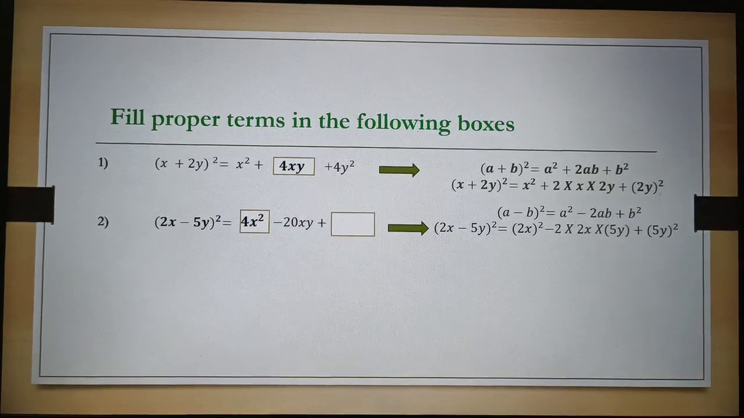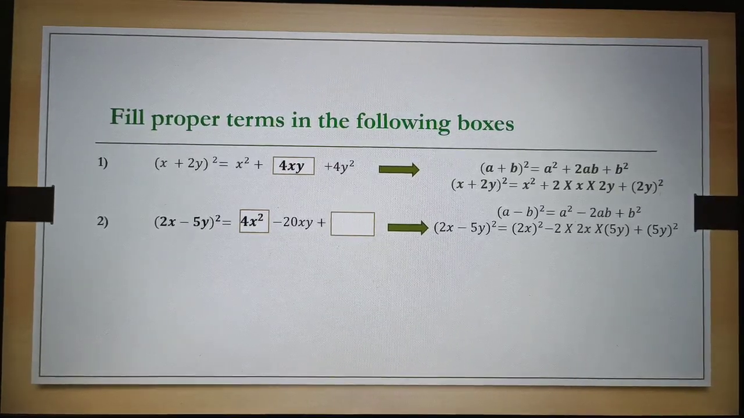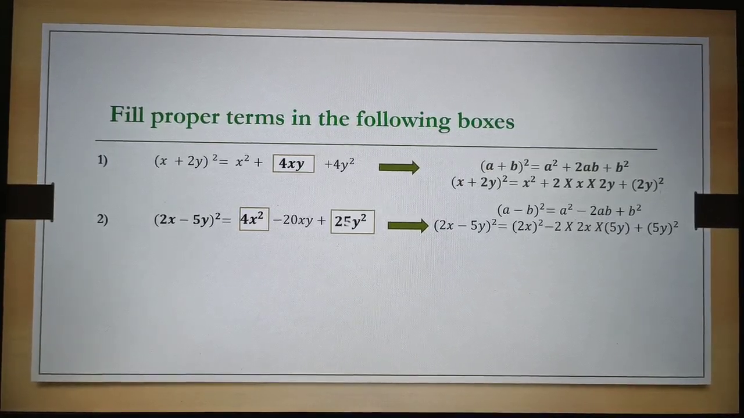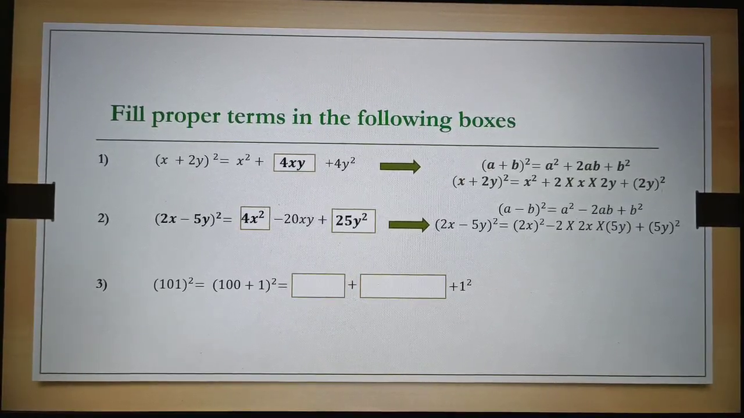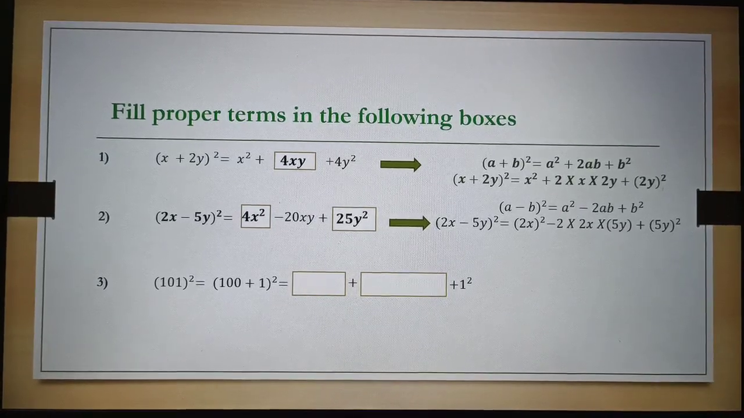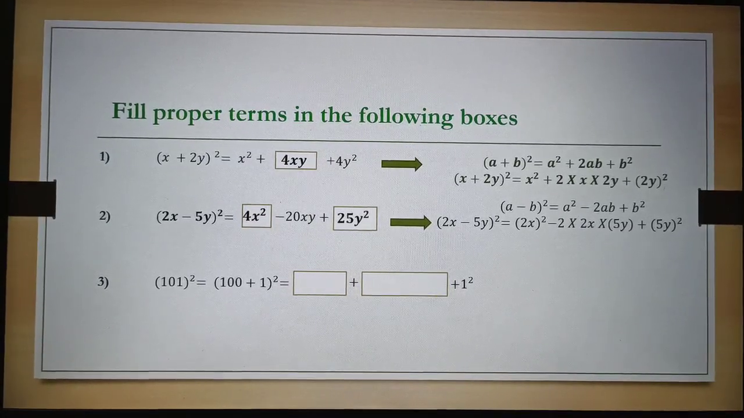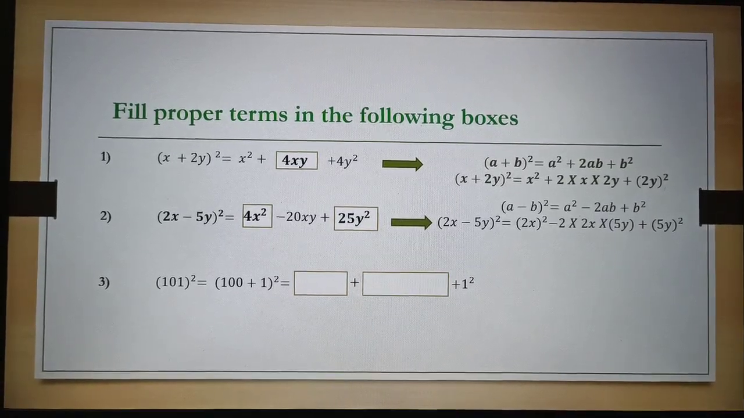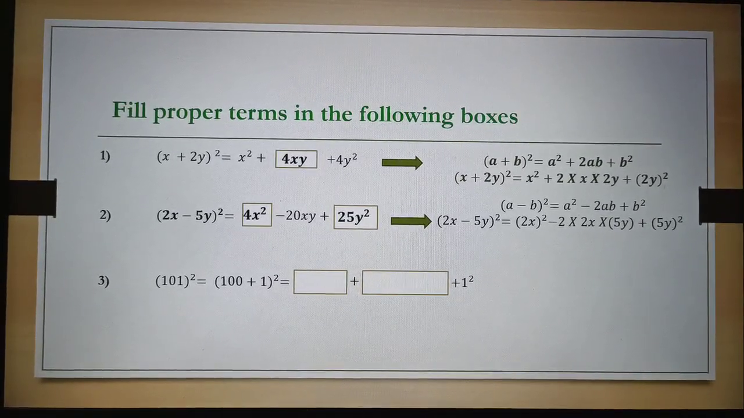The next, third one, is (5y) the whole square. That means we have to multiply 5 two times, so 25y square. The next, third question, (101) the whole square. This should be divided into two parts, that is 100 plus 1. So (100 plus 1) the whole square.